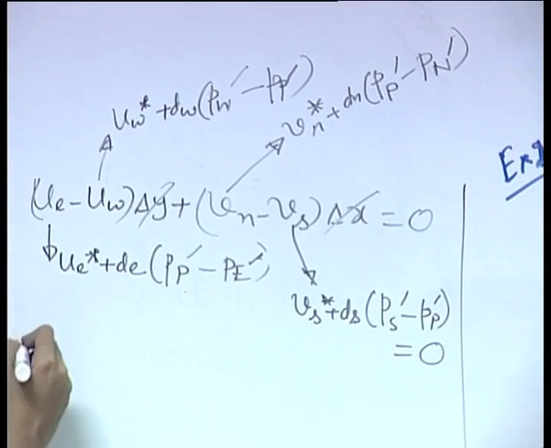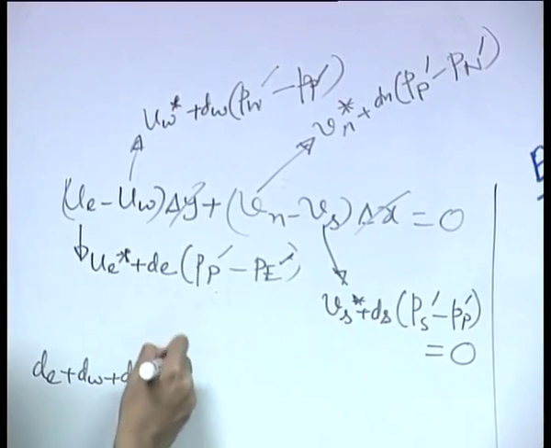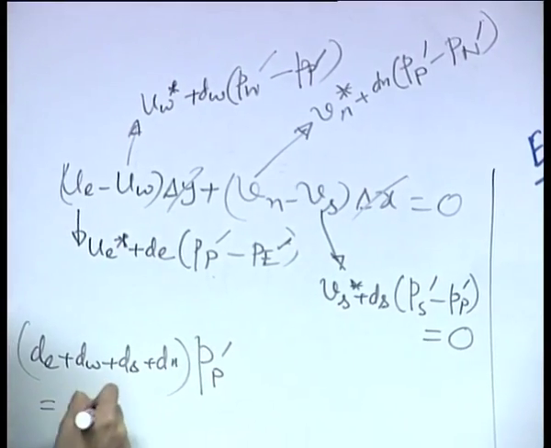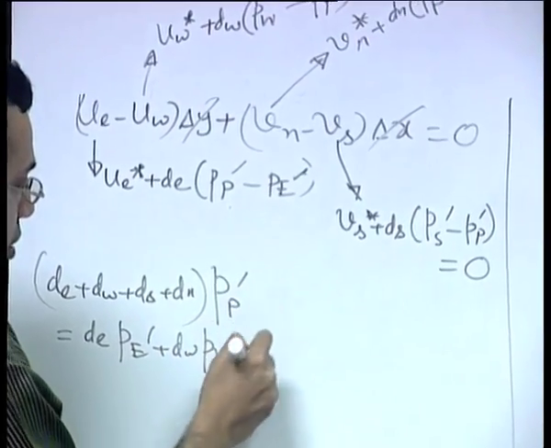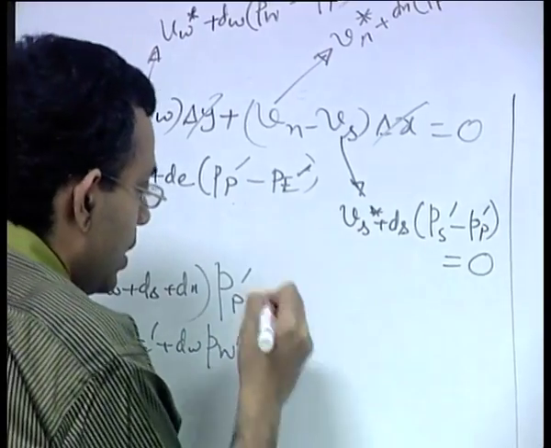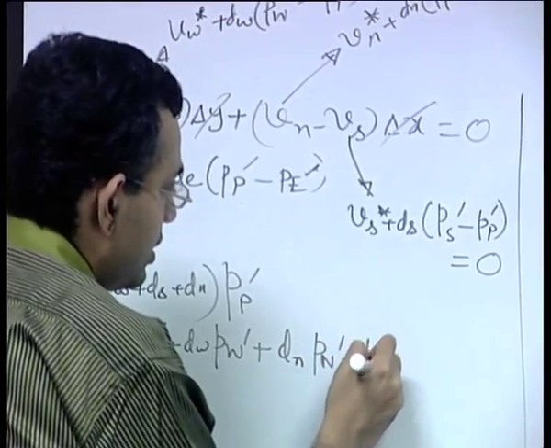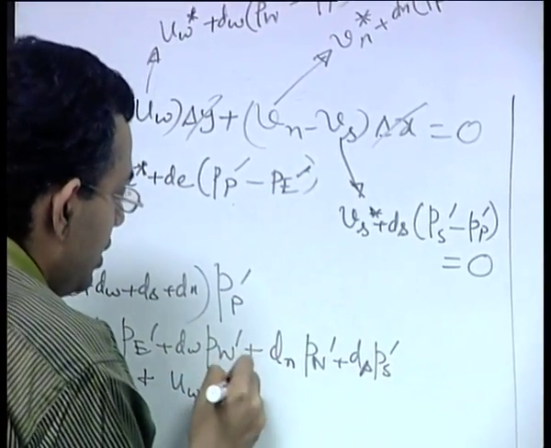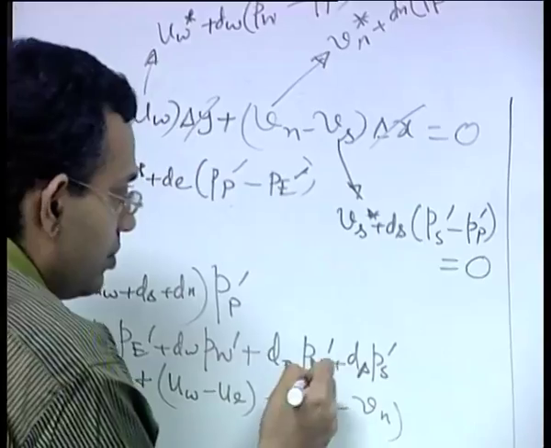So, if you assemble it, it will be dE plus dW plus dS plus dN times Pp dash is equal to dE Pe dash plus dW Pw dash plus dN Pn dash plus dS Ps dash plus uw star minus ue star plus Vs star minus Vn star, which is the mass source term.